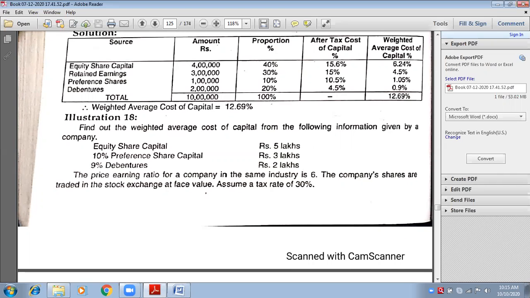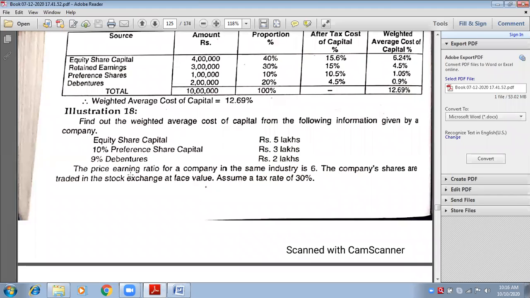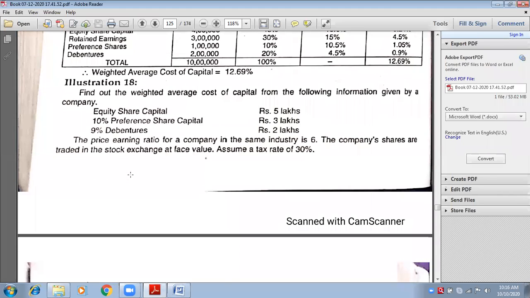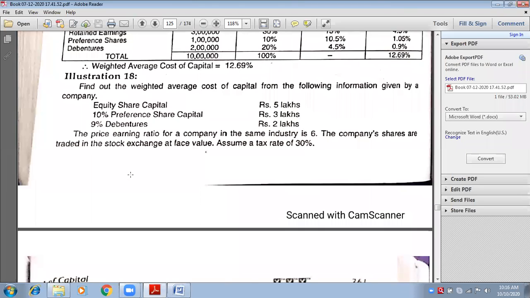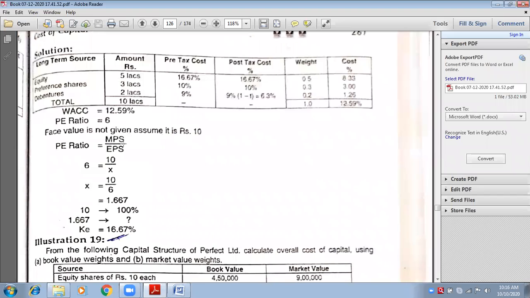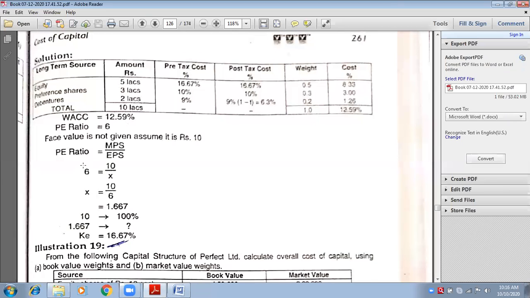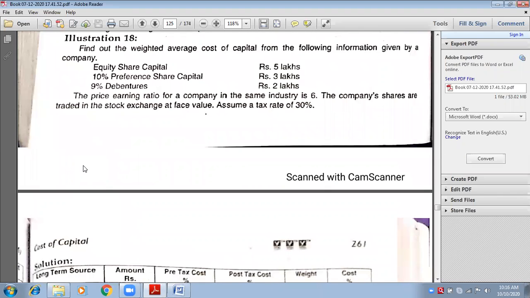So price earning ratio is the proportion of market price per share to its earning per share. It is always calculated only for equity shareholders, only and only for equity. The formula is MPS upon EPS. Because price earning ratio is already given, 6 times, see it is given, price earning ratio is 6.